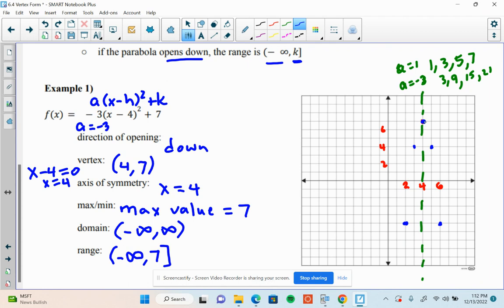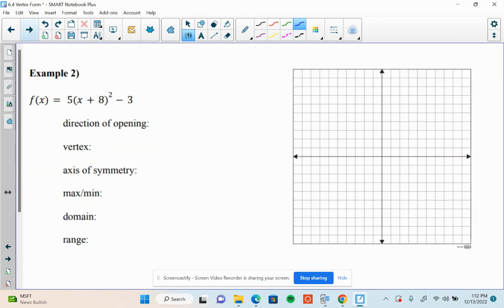And then we'll draw our parabola through those points. Its sides are pretty steep because of the 3, opening downward because a is negative. And that's the first example. Let's dive into the second example.